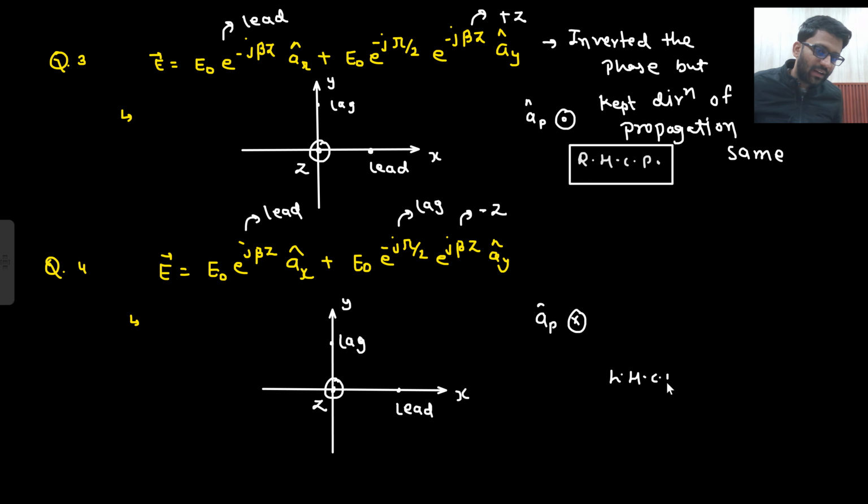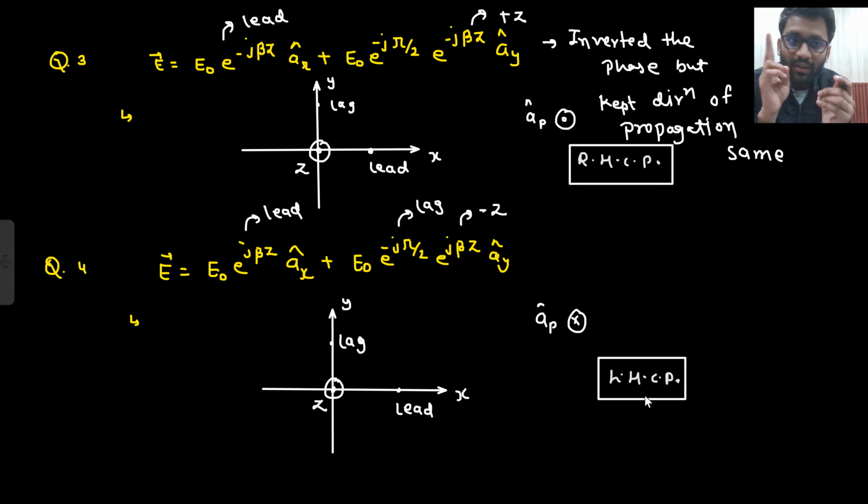So what do you see here? If you made two changes, then from left hand circularly polarized you are coming back to left hand circularly polarized. What two changes? You have changed the direction of propagation as well as the phase difference. Then you are coming from left hand circularly polarized to again left hand circularly polarized. So what is the conclusion? Let's say I am having left hand circularly polarized here. I can do two things here.